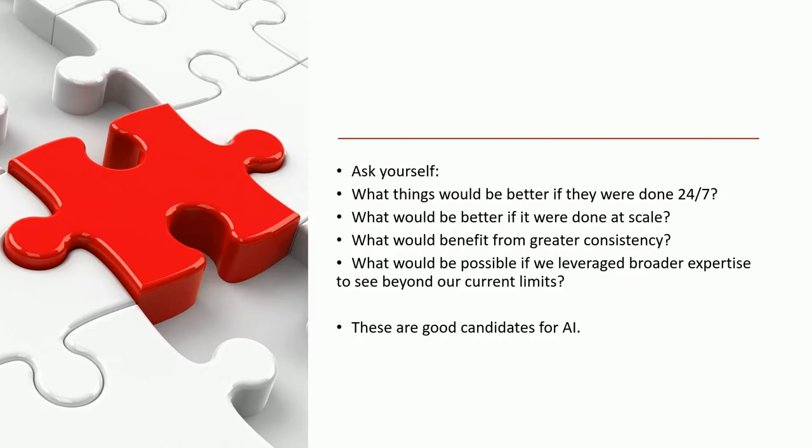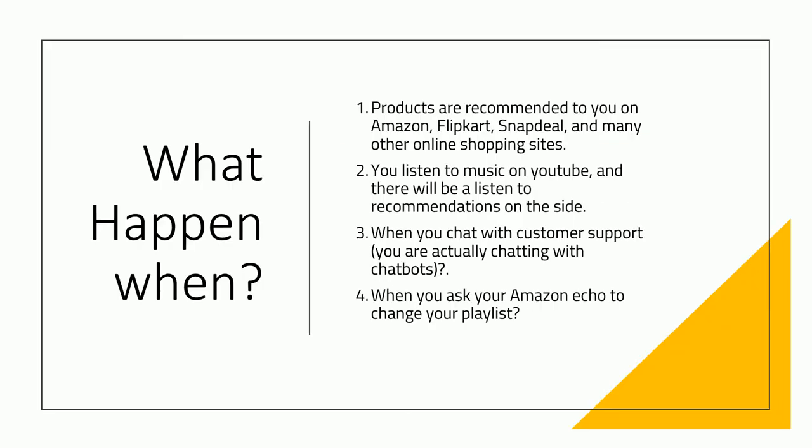First, we need to ask ourselves what things would be better if they were done 24/7, because we need rest, we are humans, but machines don't. What would be better if done at scale, what would benefit from greater consistency, and what would be possible if we leveraged broader expertise to see beyond our current limits? These are good candidates for artificial intelligence. We need to ask these questions ourselves before any innovation or development.